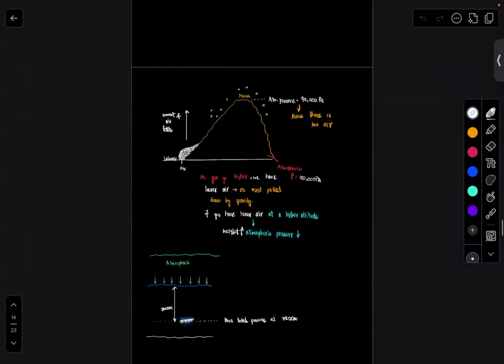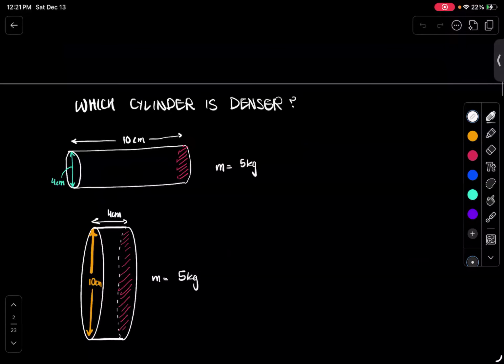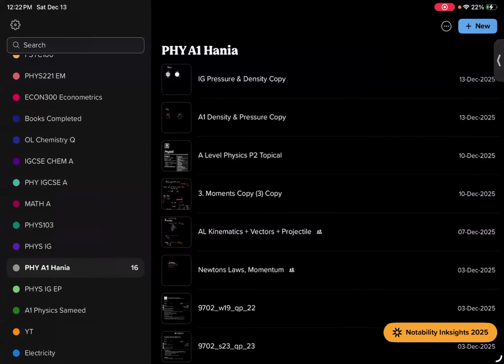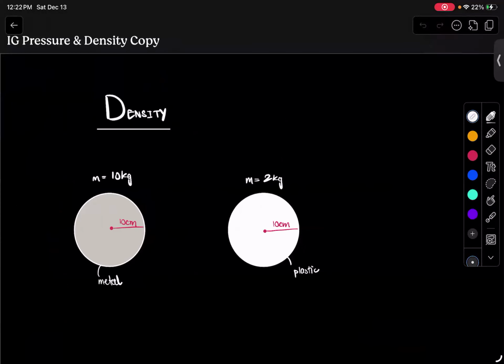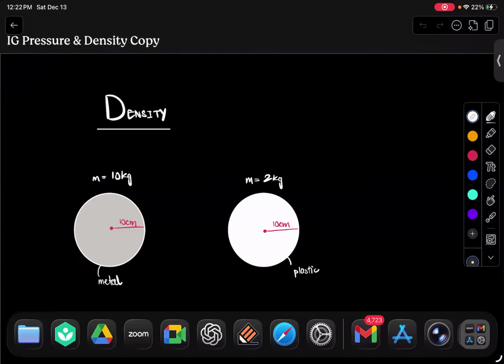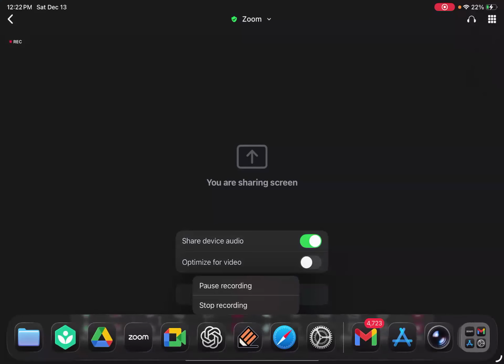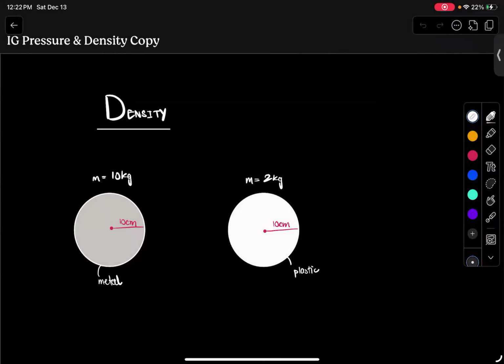Okay, so let's begin. We were done with moments, but we've got to do pressure and density before we can do complete questions of moments, because most of the questions for moments are very linked with other chapters. So let's start with a very basic idea of what is density. What does density really mean?